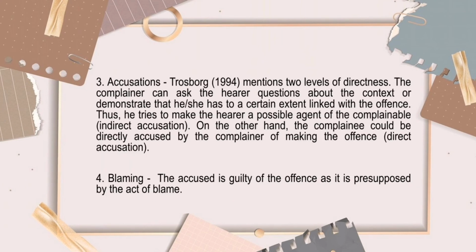Number 3, accusations. Trosborg 1994 mentions 2 levels of directness. The complainer can ask the hearer questions about the context or demonstrate that he or she has to a certain extent linked with the offense. Thus, he tries to make a hearer a possible agent of the complainable, the indirect accusation. On the other hand, the complainee could be directly accused by the complainer of making the offense. And number 4, blaming. The accused is guilty of the offense as it is presupposed by the act of blame.